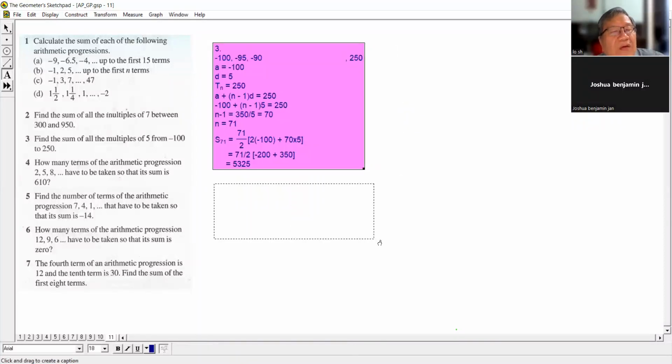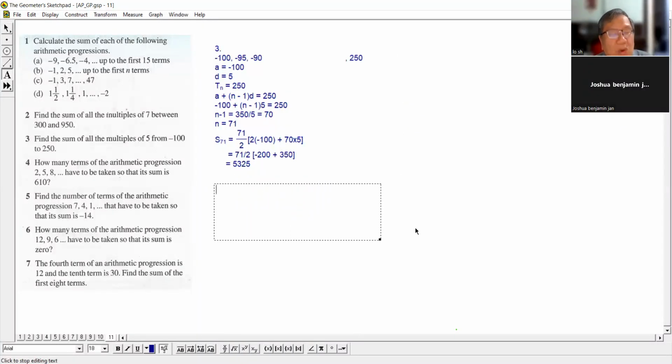Now I ask you to do number two. Can you tell me what is A? 300, is it divisible by 7? We want to find the sum of multiples of 7. 300 cannot. 301? 301 can, 301 divided by 7 is 43. So A is 301.